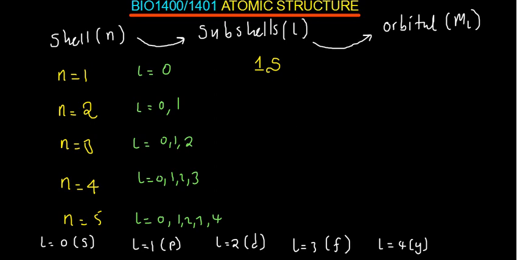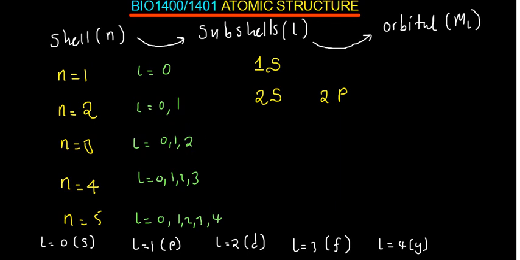Alright, and then for here you can see we have L being 1 and L being 0. So we are going to have an s orbital when L is 0, and the p orbital when L is 1. Because they are coming from the second energy level, we are going to put 2 here, we are going to put 2 here. And then here you can see that L is 0, 1, and 2.